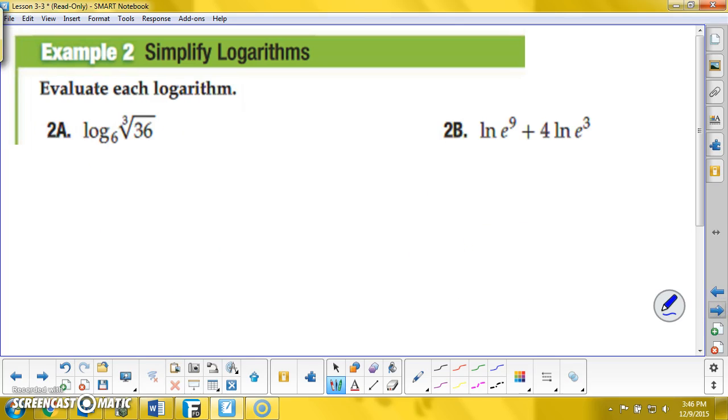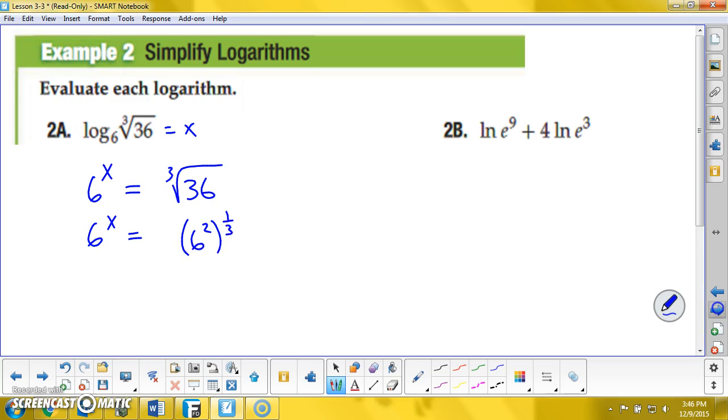Another one. Let's put in an equal sign and an x. Let's change it from log form to exponential. So 6 to the x equals the 3rd root of 36. Rewrite this with a base 6. We get 6 squared is 36, but then that's raised to the 1/3 power. And so 6 to the x equals 6 to the 2/3. Thus, our answer is 2/3.